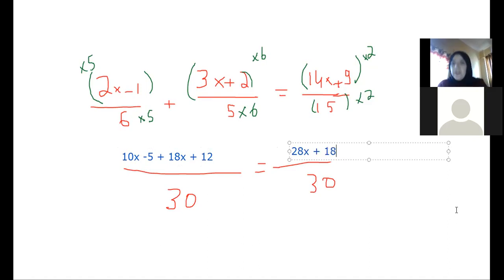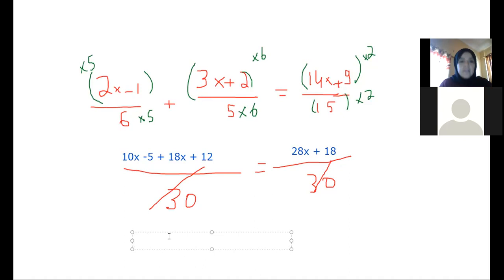Perfect. Now, what I'm going to tell you is very important. Whenever you have two fractions, one to the right and one to the left, with the same denominator, what you can do is get rid of the denominator. Cross it out. No more denominator because it's the same. It's a simple thing that you can do, with less calculation. So what do we have now? So now we have only 10x minus 5 plus 18x plus 12.